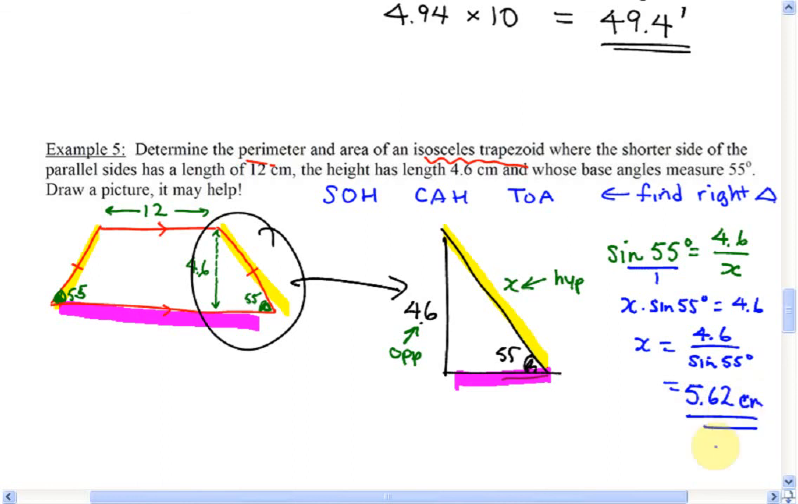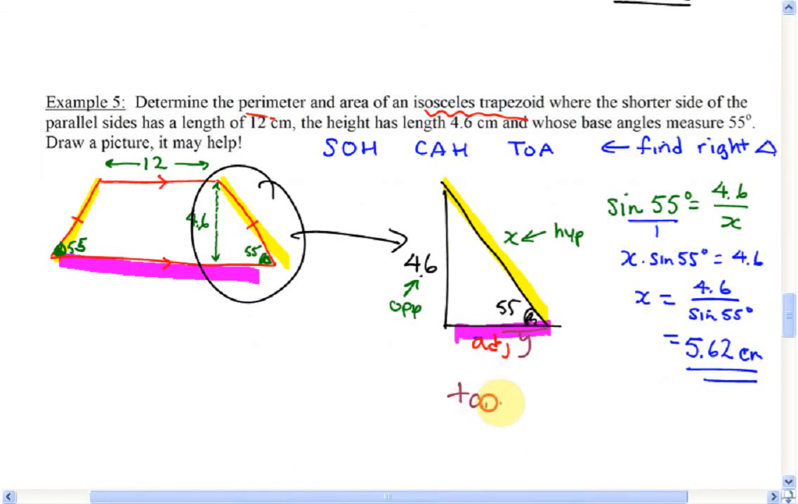Now, that's that yellow side. What about the purple thing then? Let's figure out that purple piece as well. What do we use, Patrick? Patrick says, let's use tangent now. We don't even need the 5.62 for tangent. You're right. Opposite, and this is what they call the adjacent side. Let's figure out the purple side here. I'll call that y. So tangent of 55 equals opposite 4.6 divided by the adjacent, which is y.